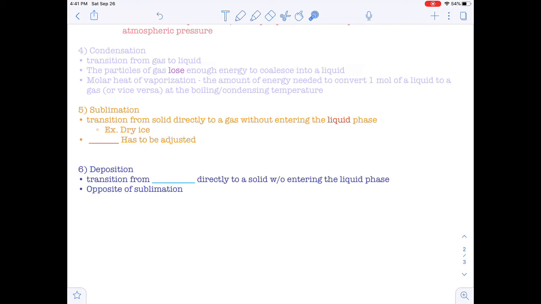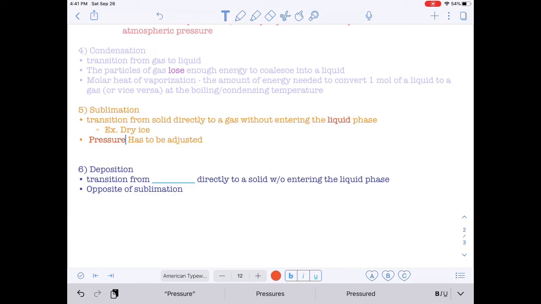And I know this might be a newer concept. You're like, how do you do it without going to a liquid phase? How do you go from solid to gas without even entering this phase? And the answer is pressure, right? The pressure has to be adjusted in order for something to sublimate. Everything has the ability to sublimate, to go from a solid to a gas without going to the liquid phase, but you have to adjust the pressure for that.